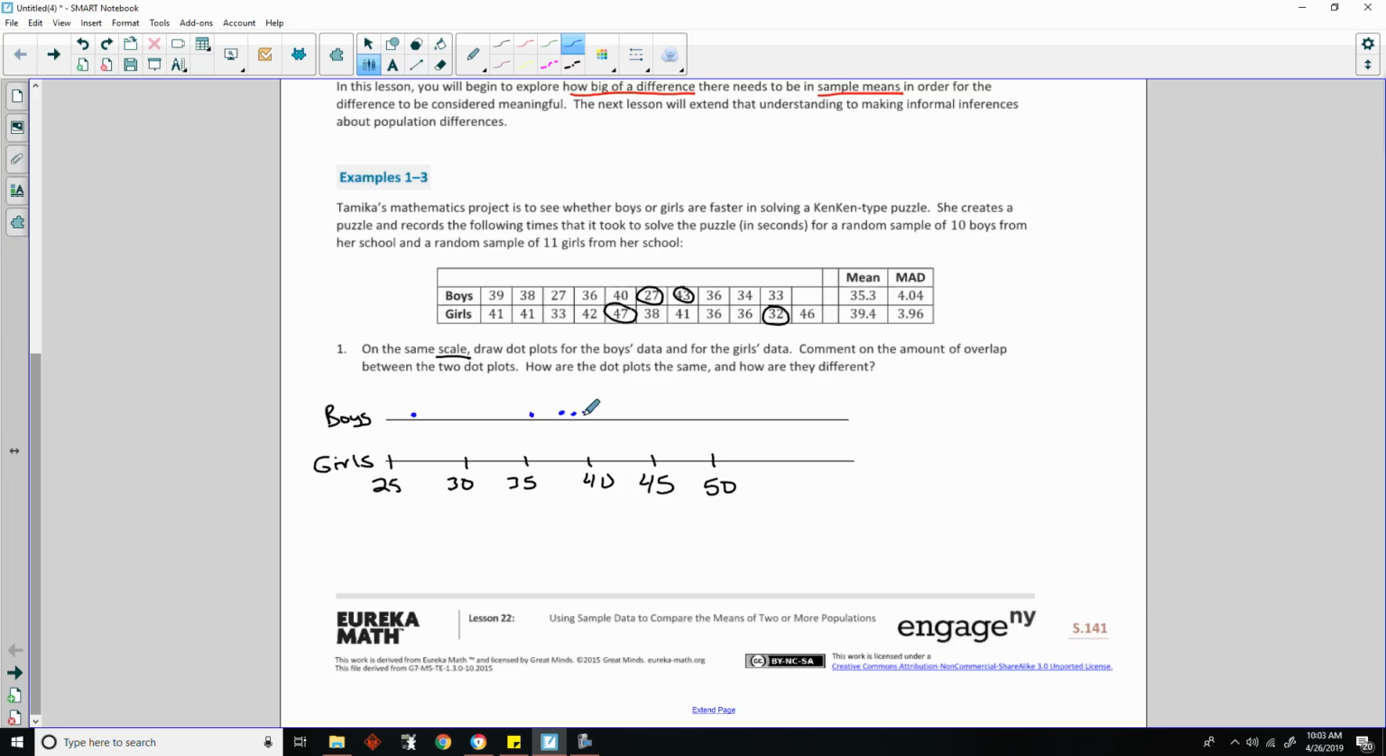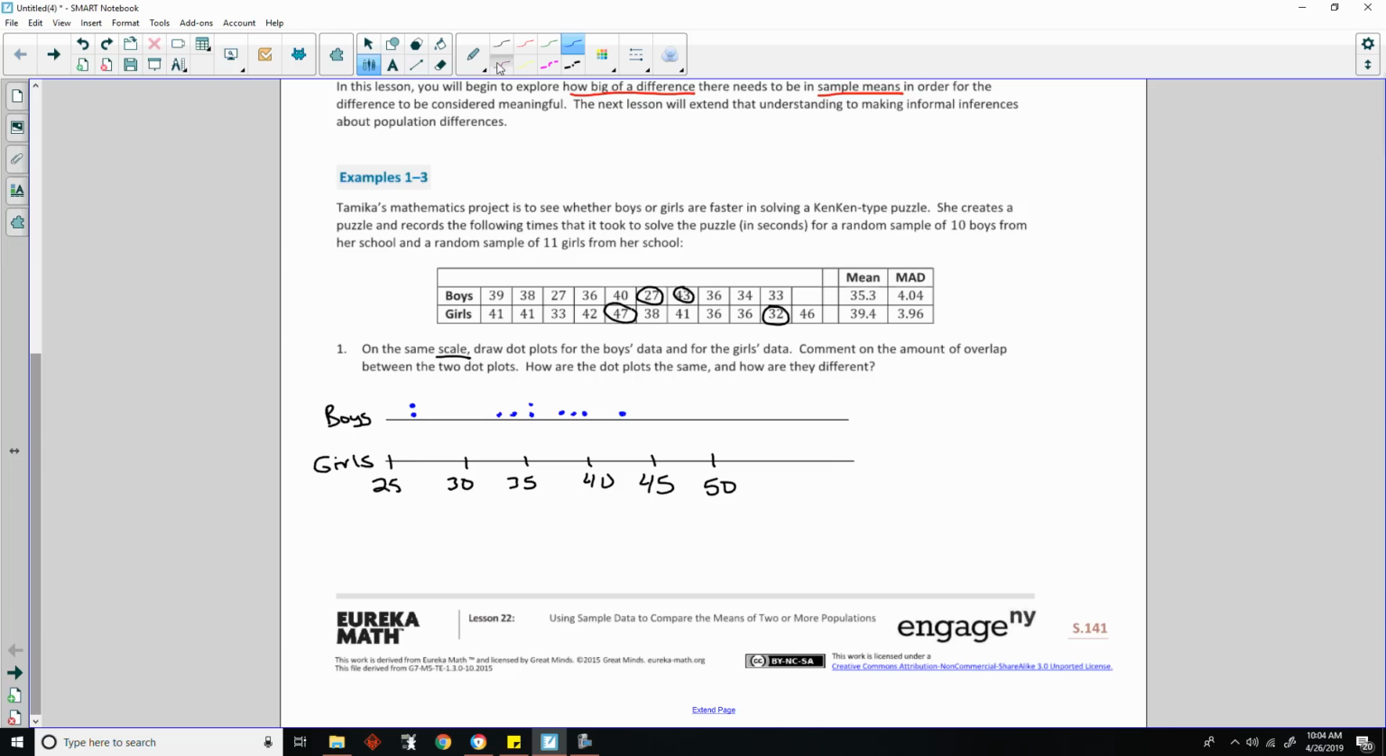40 would be here. 27, there's another 27, so that's going to be second one up. 43, here's 41, 2, 3 would be a little closer to 45 than 40. 36 would be right here. Did I already have a 36? Yes, so that's going to go above this one. 34, which would be over here, and 33. Okay, so there's the boys' dot plot.